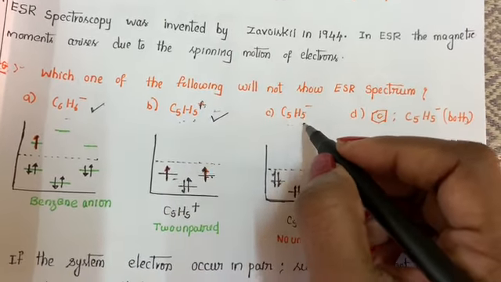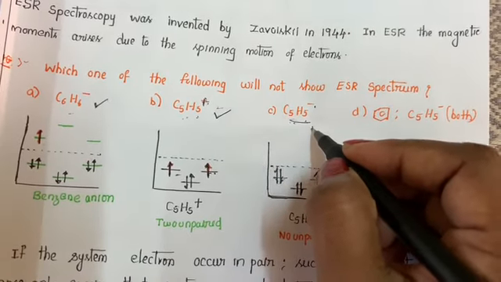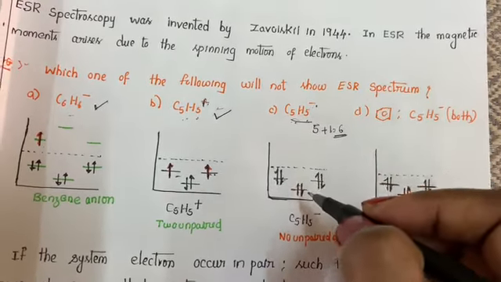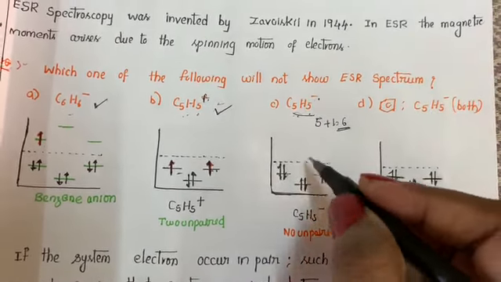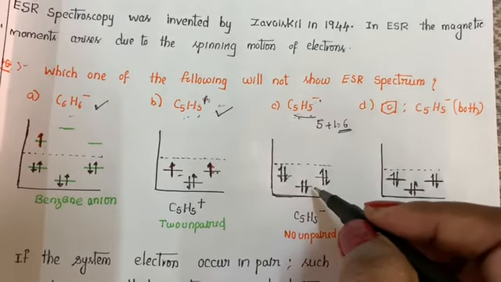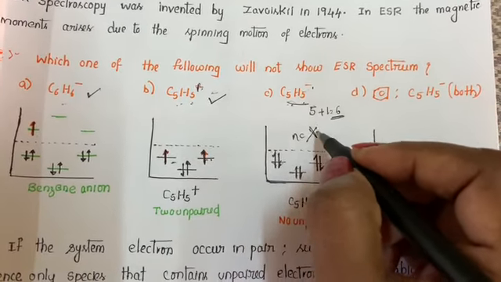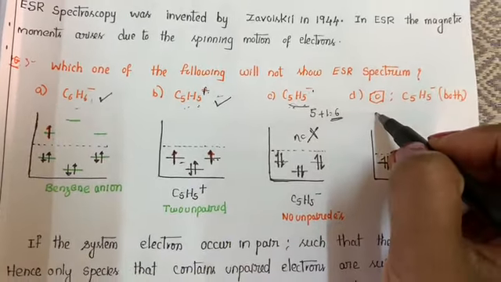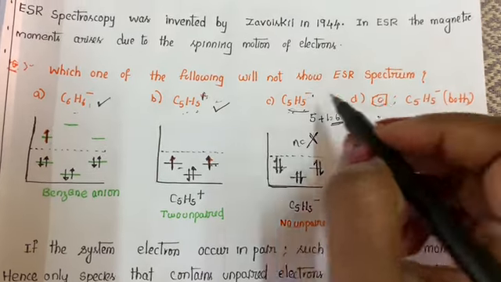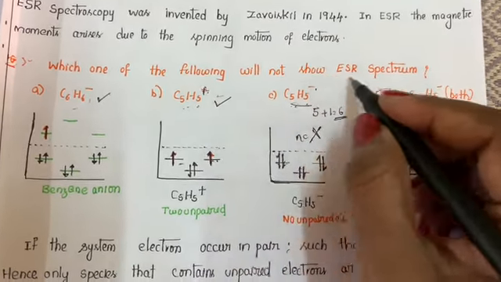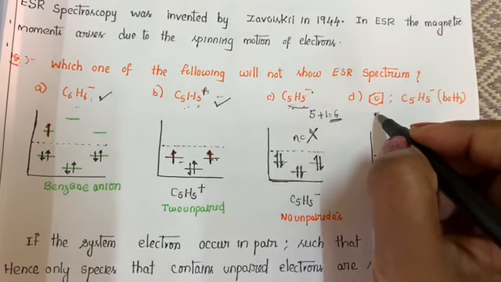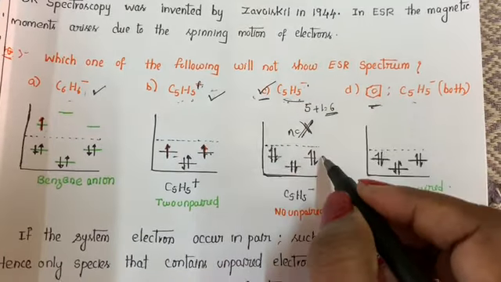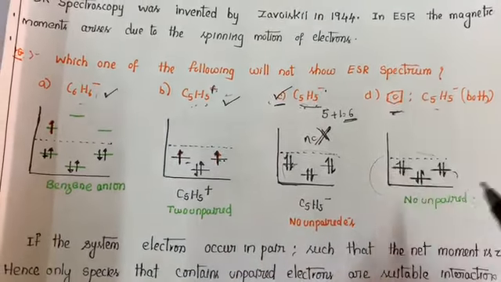So come to the cyclopentadienyl anion. Normally cyclopentadienyl has 5 electrons, anion means 1 more, so 6 electrons. If you see the MO diagram, all 6 are arranged in bonding molecular orbitals only. So there is no unpaired electron, so it is ESR inactive. So the right option is A and B both. That is A, benzene, which does not show an ESR spectrum, sorry. So benzene can't show an ESR spectrum. And this cyclopentadienyl anion also does not show an ESR spectrum because there is no unpaired electron present.